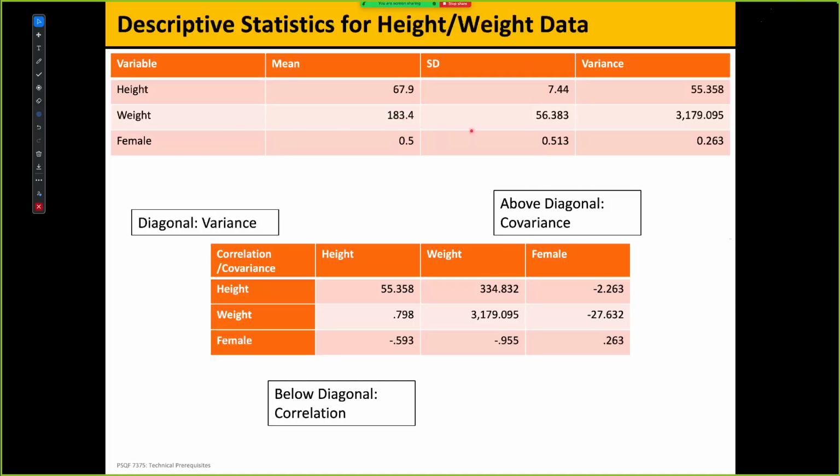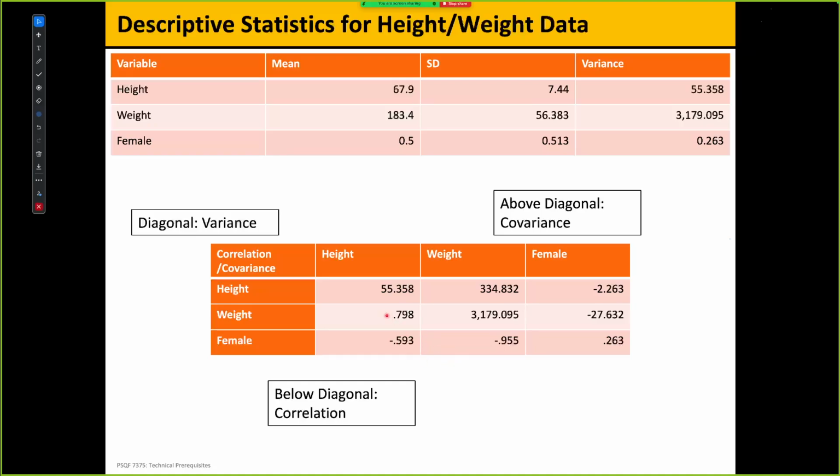Height is 183.4 pounds with a standard deviation of 56. Whether or not a person was female has a mean of 0.5, so exactly half the sample happened to be people who were female. Standard deviation 0.513. Now, below this, let's take a look at the bottom triangle of this matrix.